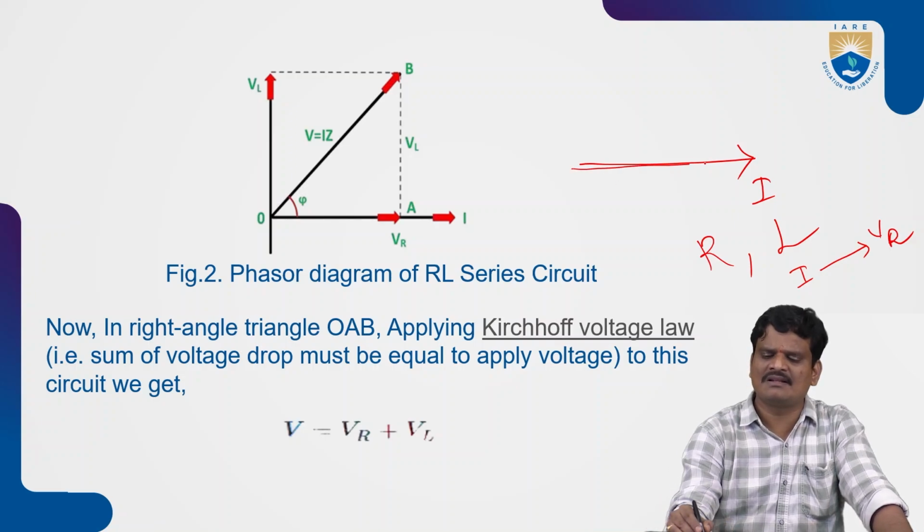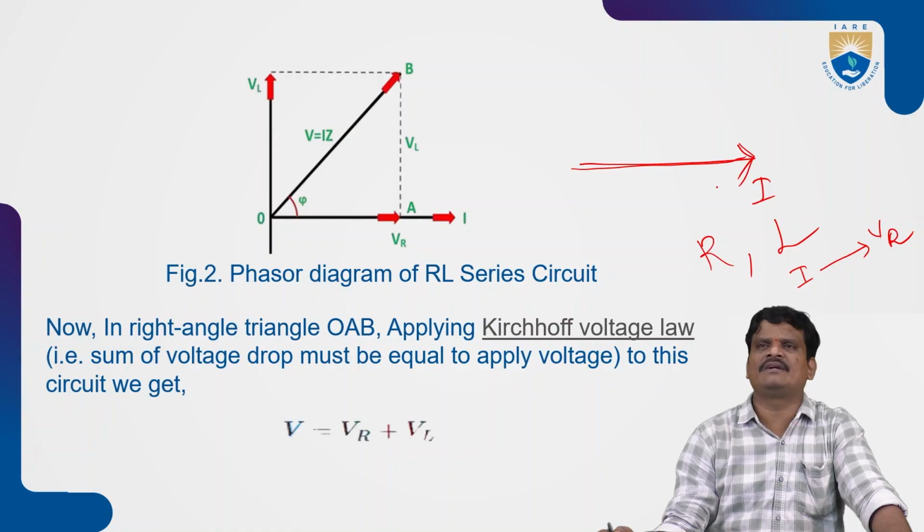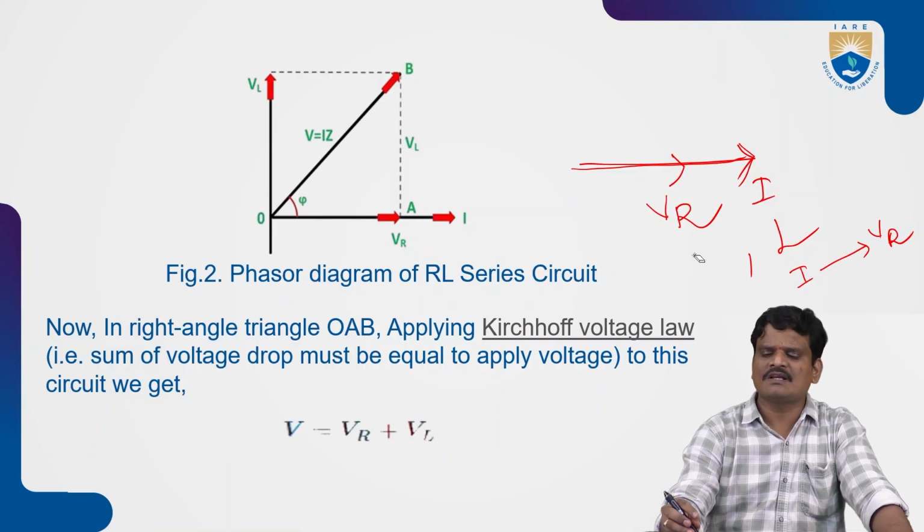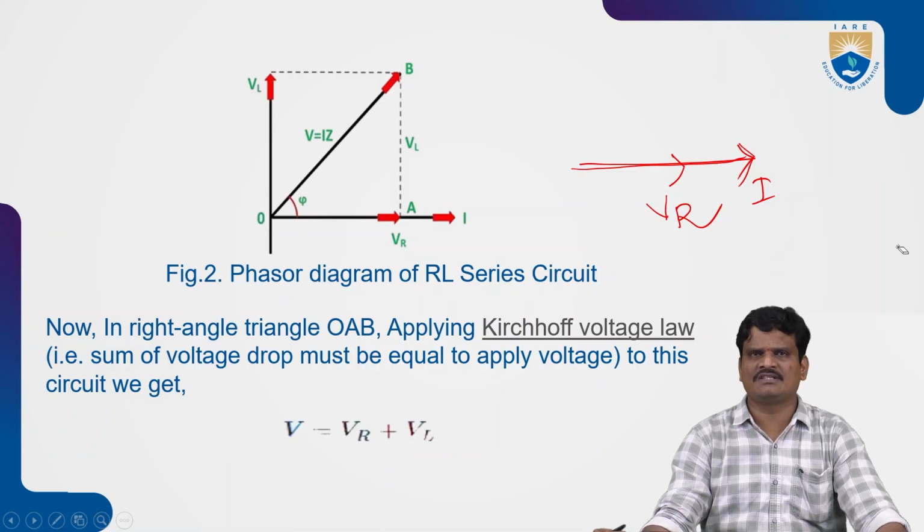So this is the current that is flowing in the circuit. We have taken it as a reference, and the voltage across the resistor is always in phase with the current. That is one of the important properties of a resistor.